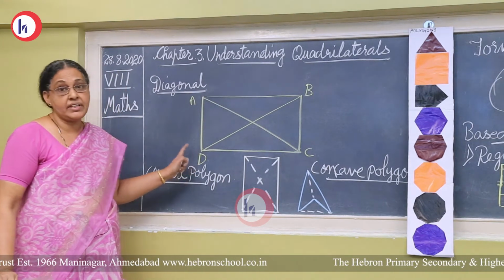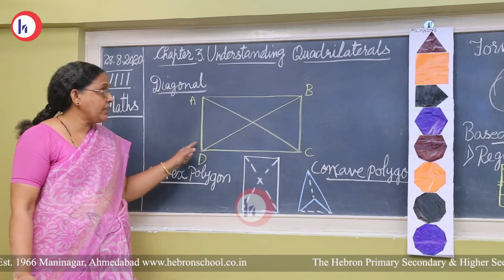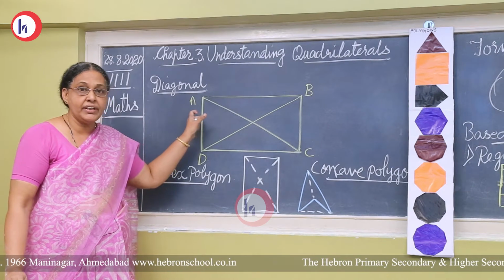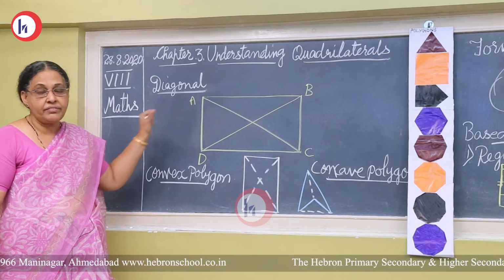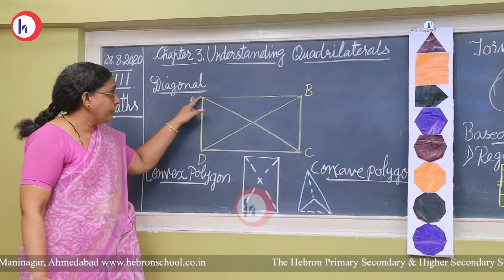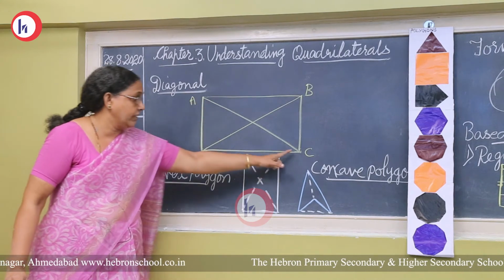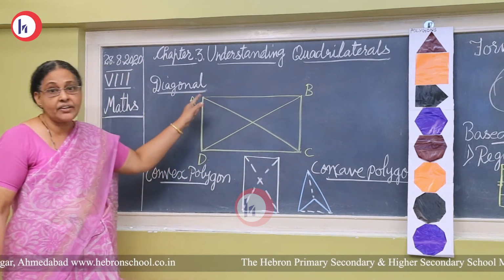Now, vertices is the plural of vertex. Now, what does vertex mean? Two sides join in a corner. That corner we call a vertex. In the vertex, two consecutive vertices are joining.